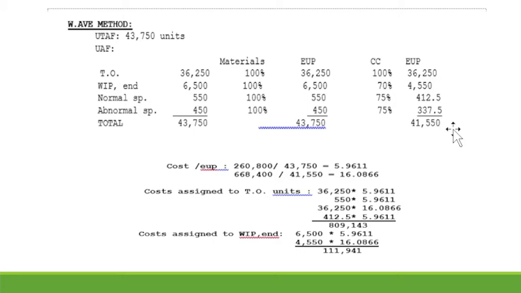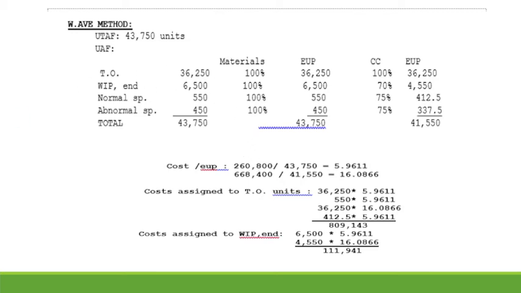Next, we compute for the cost per EUP or the unit cost. Okay. Cost per EUP or the unit cost. So, ito pa yung major difference. Meron na tayong na-note na major difference on the treatment of the transferred out at dito pa ngayon sa cost per EUP. So, this is cost divided by the EUP. EUP, na-compute na natin. Ito siya. Ngayon, yung cost, magkano ang iti-treat natin?